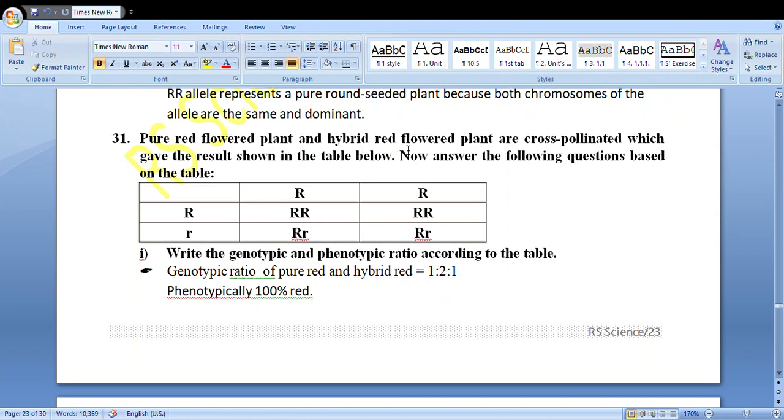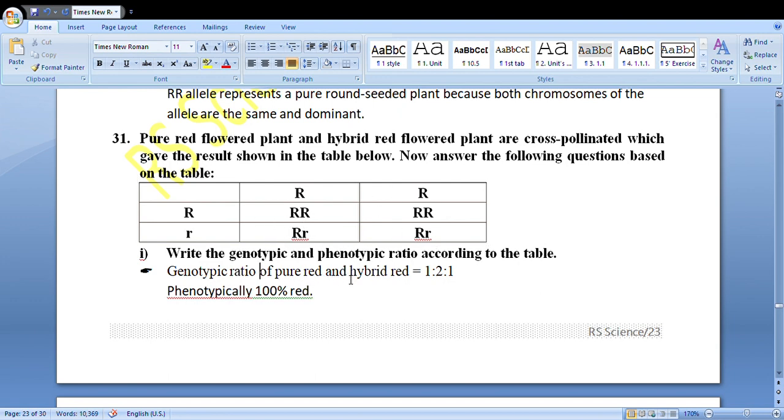A pure red flower plant and a hybrid red flower plant are cross-pollinated, which gave the result shown in the table below. Now answer the following questions based on the table. Write the genotype and phenotype ratio according to the table. Genotype ratio, pure red and hybrid red. Pure red flower and hybrid flower are crossed. These two are pure, these two are hybrid. This and this come, this and this.